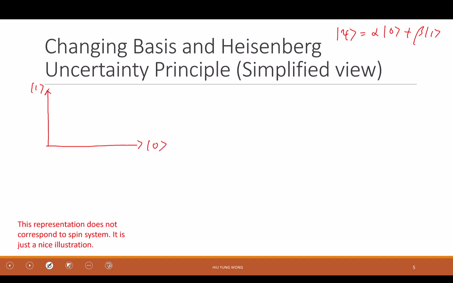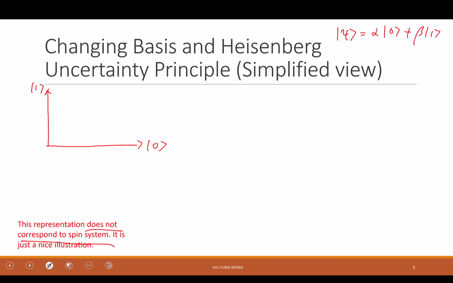It's not the 2D on your table. But I have no choice, right? Either I use the Bloch sphere or I use this. This is easier. So let's just borrow it and I limit myself to only real numbers. But all the operations still work in the real space. So that's why this is fake. A simplified view. It does not correspond to a spin system. It's just a nice illustration.